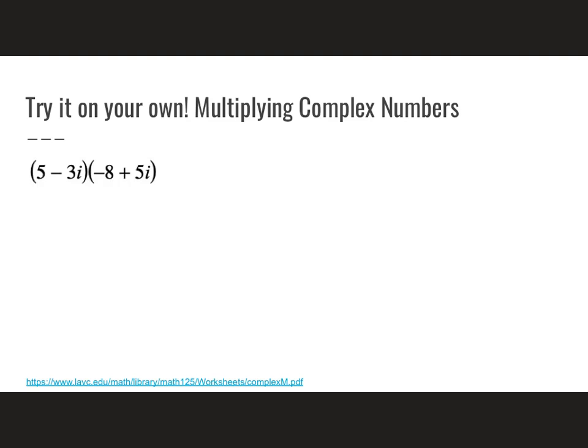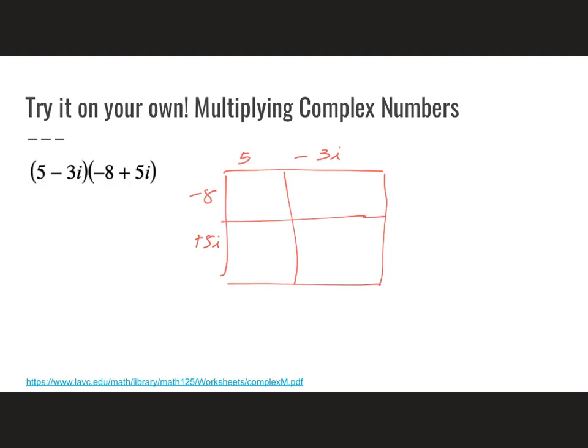All right, tried it? Let's try it out. So I'm going to use the box method again because I'm multiplying expressions. Once again, you can use FOIL or whatever other method that your teacher might have taught you to multiply. But I'm going to use the box method just because it's simplest as a visual learner for me. So I'm going to draw a box. I'm going to write 5 minus 3i at the top, negative 8 plus 5i on the side going down, and draw my lines to separate my terms out.